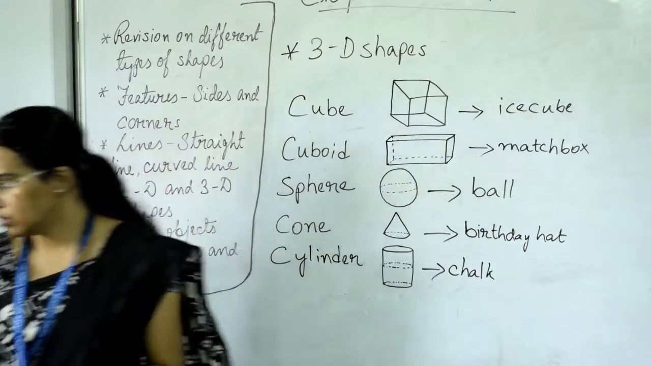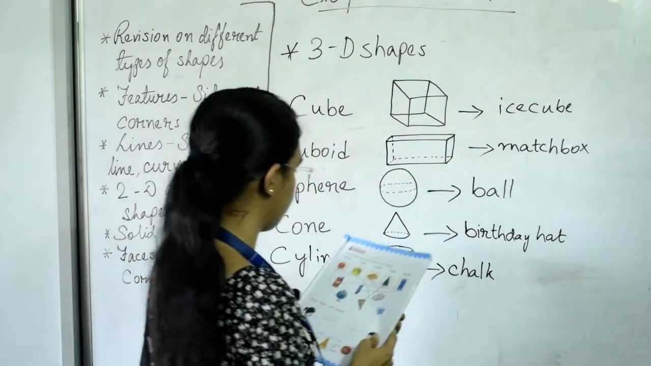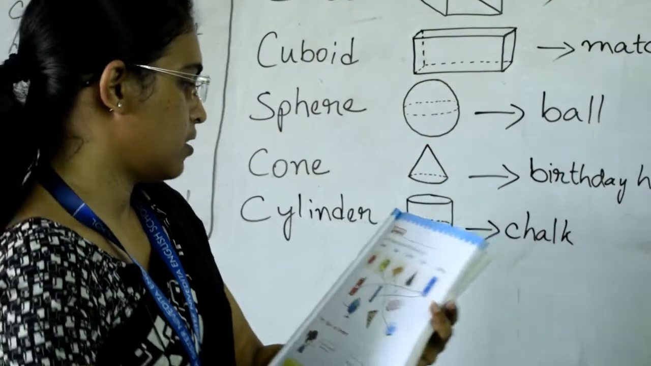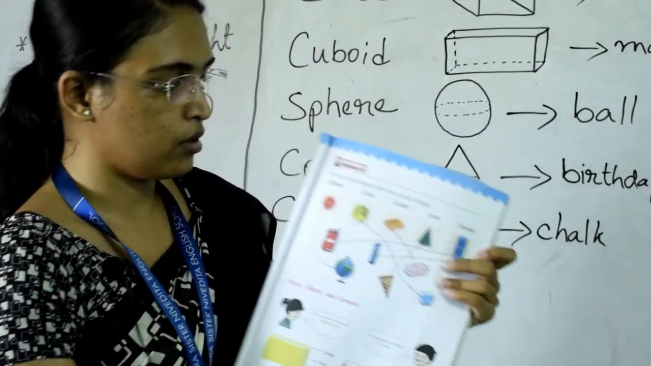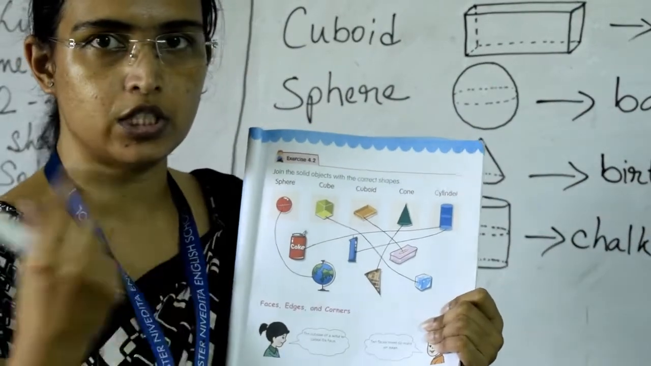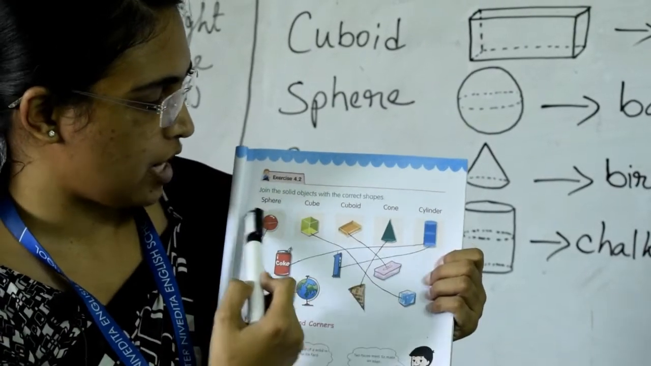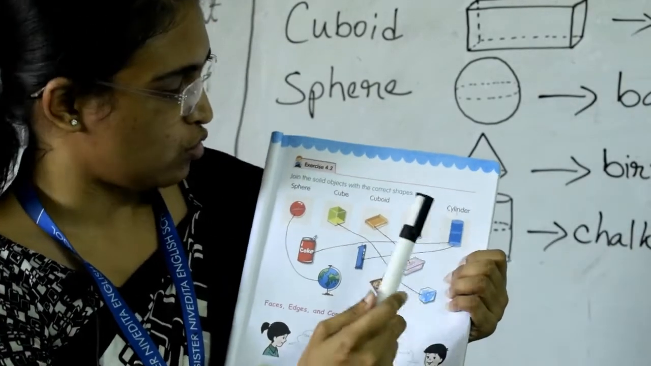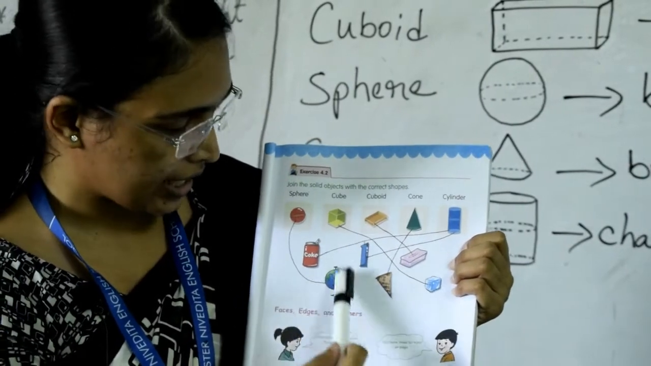Now we will do exercise 4.2. Now look here, what the question is: join the solid objects with the correct shape. Solid objects means the objects which occupy space, that is called solid object. So these 5 are solid objects: sphere, cube, cuboid, cone and cylinder. What we have to do is join the solid objects with the correct shape.